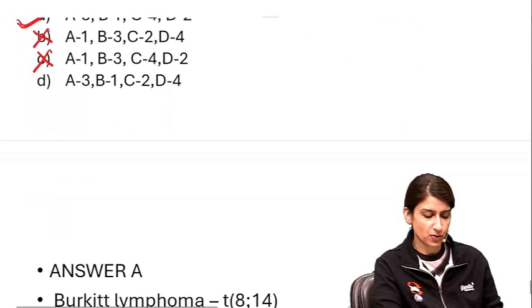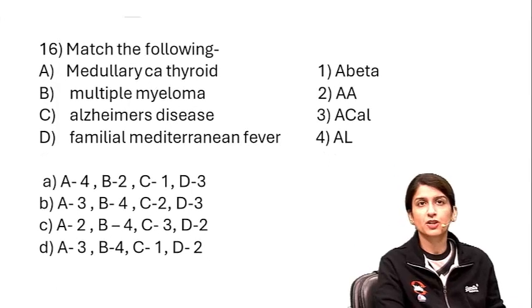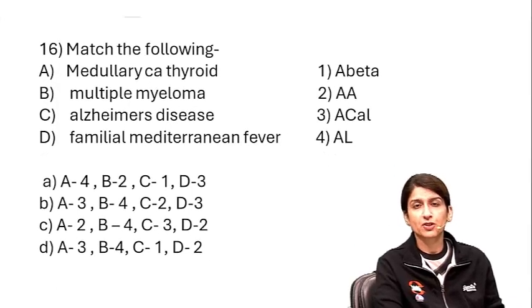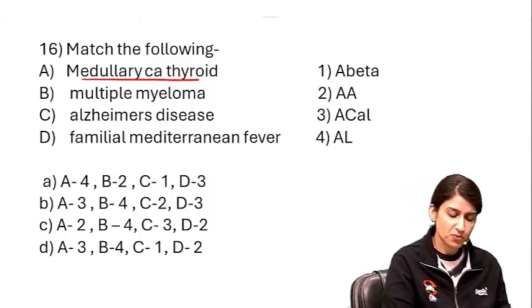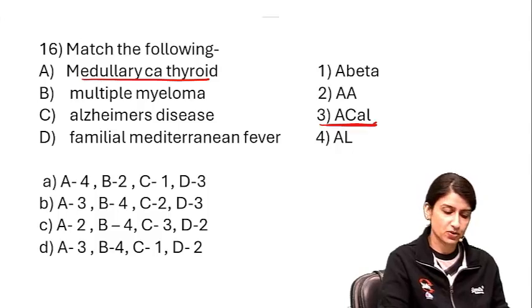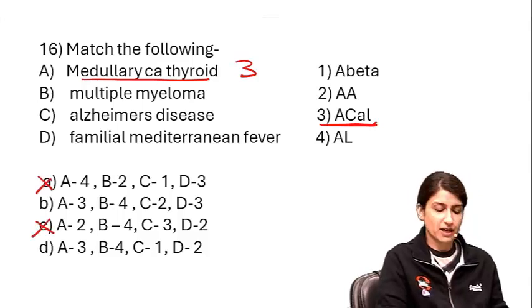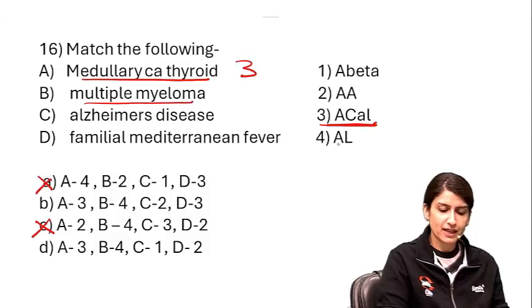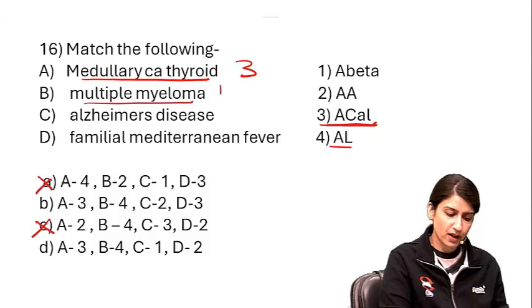ठीक है, चलो. Moving ahead with my last question. Match the following. So I have been asked amyloids here. तो चलो, number 1, medullary carcinoma of thyroid में क्या होता है? ACal, where Cal stands for calcitonin. So A का हो गया 3. तो ये कटा और ये कटा. Next is multiple myeloma. Multiple myeloma में क्या होता है? AL, where AL stands for light chain. So B का हो गया 4.